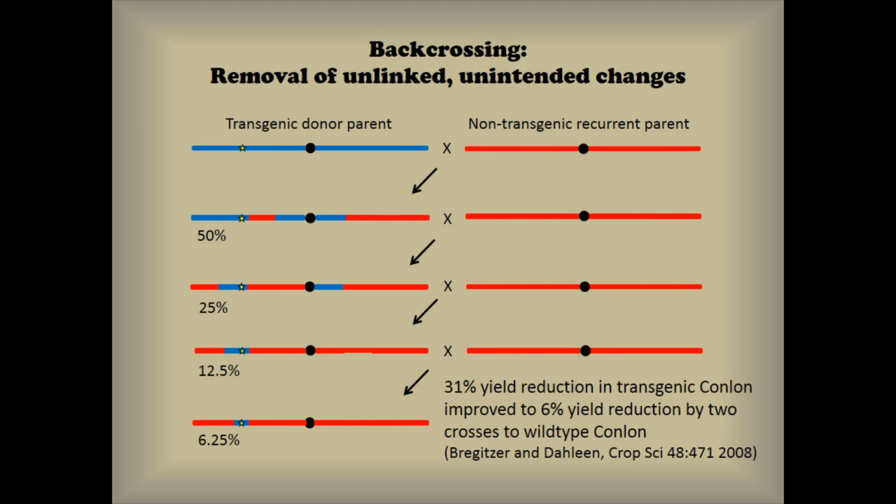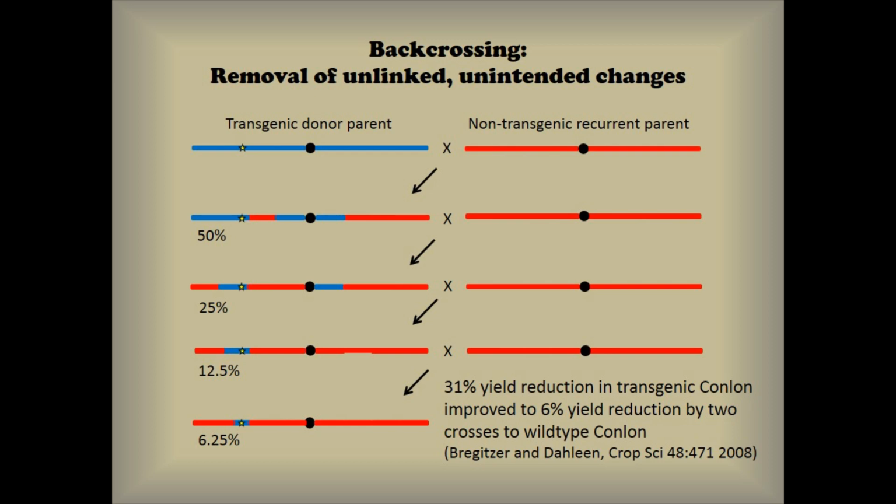You start with a transgenic donor parent and cross it to a non-transgenic recurrent parent. The recurrent parent could be the original genotype that you achieved the transformation in, or it could be another genotype. But the process is to make a cross, and in the progeny, the population as a whole will have 50% of the donor parent genome replaced by the recurrent parent genome. And as long as you select for the transgene itself, the population will be improved with respect to being transgenic, but also having less somaclonal variation.